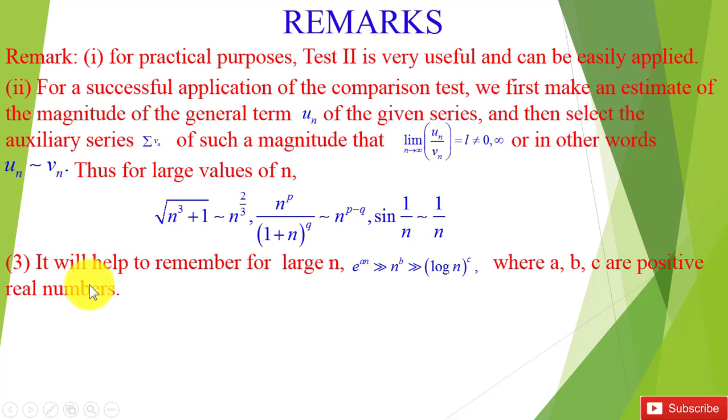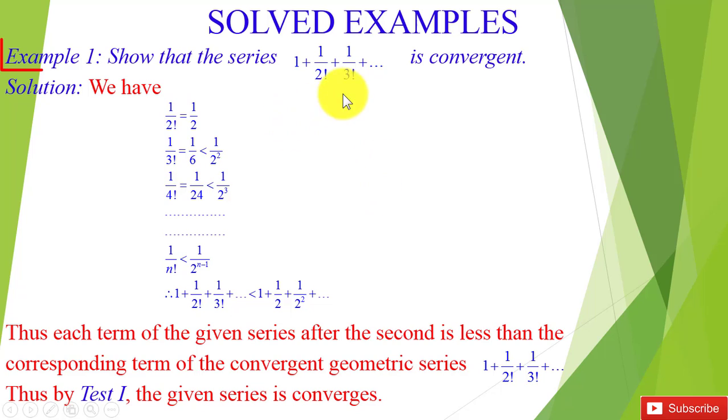Number 3, it will help to remember for large n that e raised to the power an is very much greater than n raised to the power p, which is very much greater than log n raised to the power c, where a, b, c are positive real numbers. Solved examples.